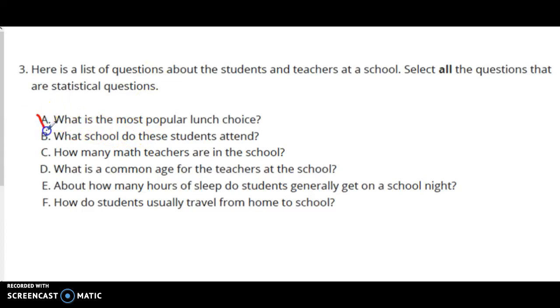This one is going to be one answer, one answer, one answer. Common age, many different ages. Hours of sleep, many different hours of sleep. How do students usually travel? Many different ways of traveling.